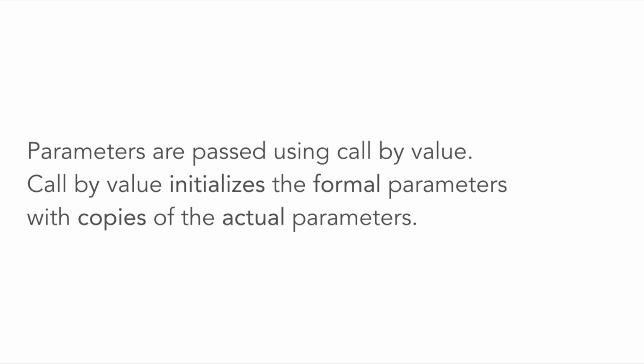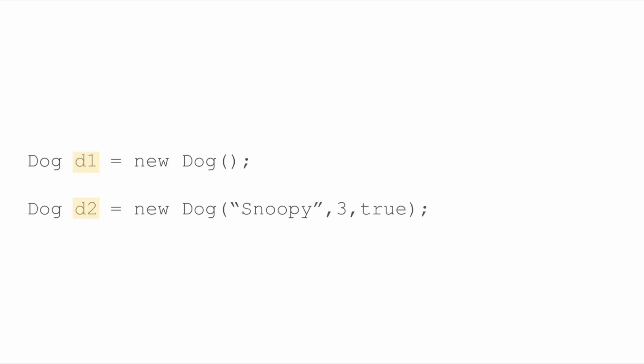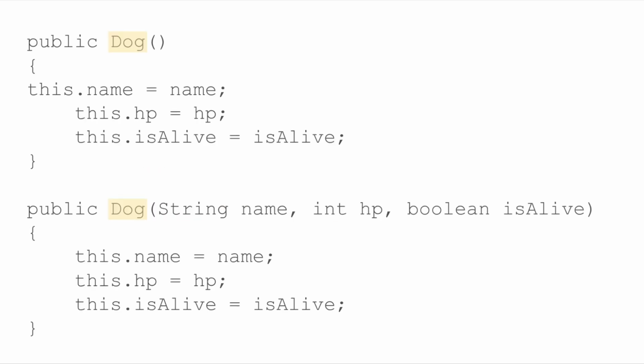Parameters are passed using call by value. Call by value initializes the formal parameters with copies of the actual parameters. Every object is created using the keyword new, followed by a call to one of the class's constructors. Repetition builds permanence. A class contains constructors that are invoked to instantiate or create objects. They have the same name as its class.